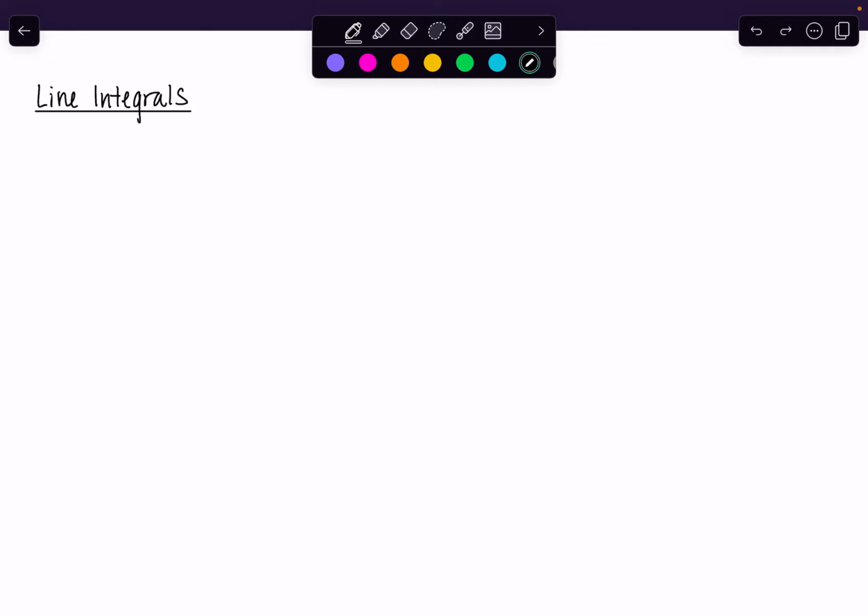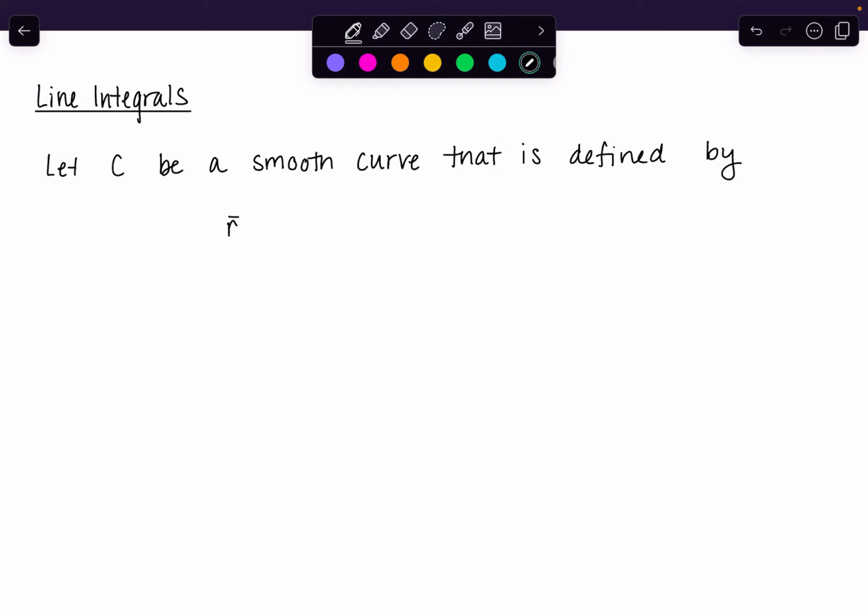So I'm going to start by giving you the idea of what this is, and then we'll talk about actually calculating it. So we're going to let C be a smooth curve that is defined by the function R of t, which has whatever components x of t, y of t. And this curve is traced out between some values, let's say a and b.